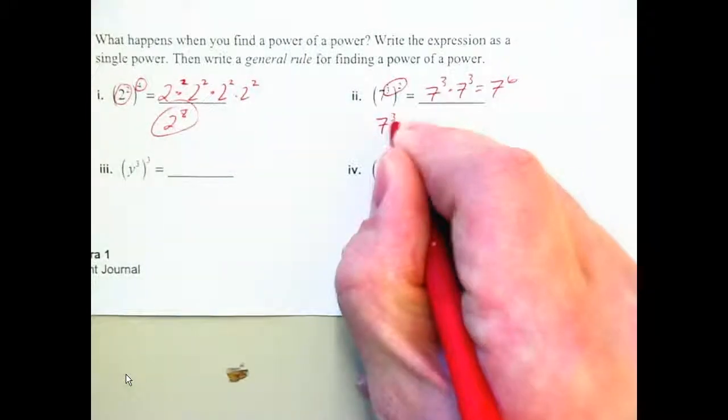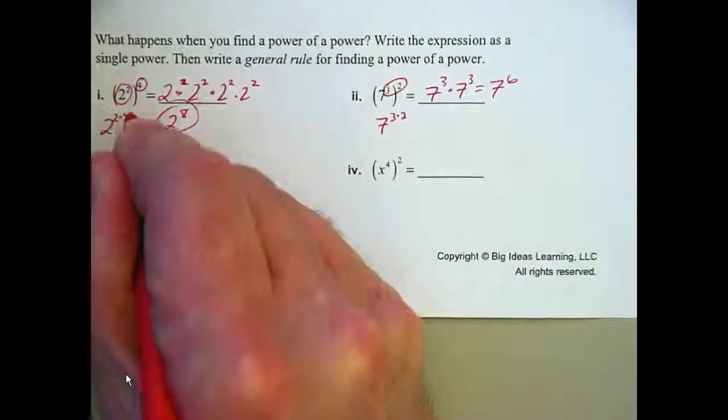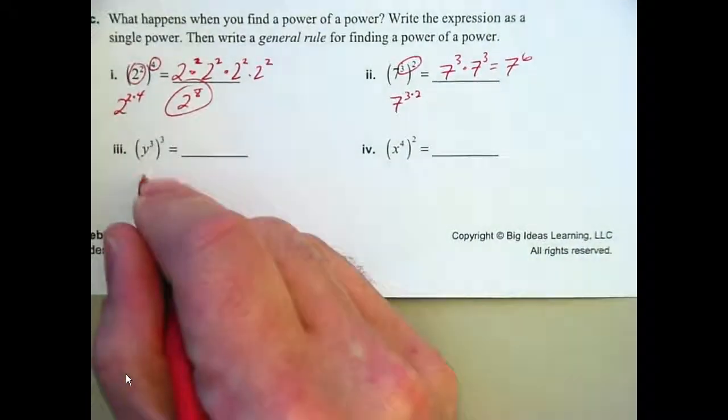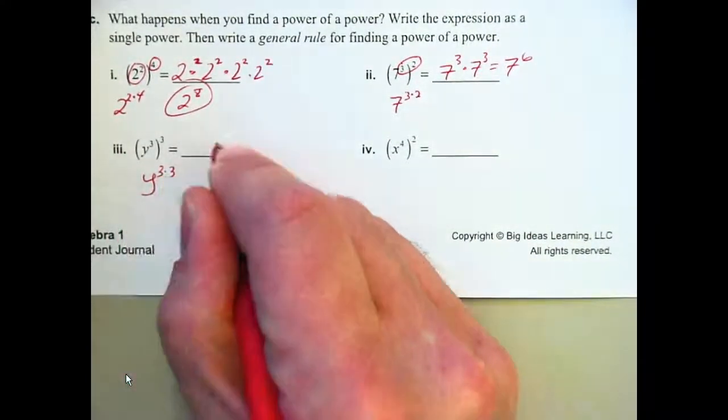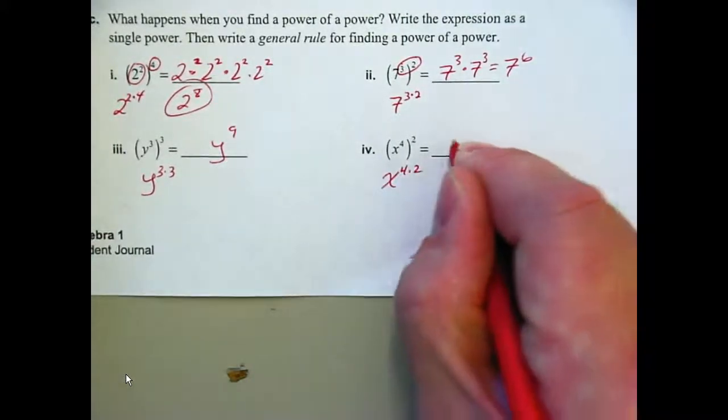7 to the 3 times 2. 2 to the 2 times 4. Y to the 3 times 3, or y to the 9th. X to the 4 times 2, or x to the 8th.